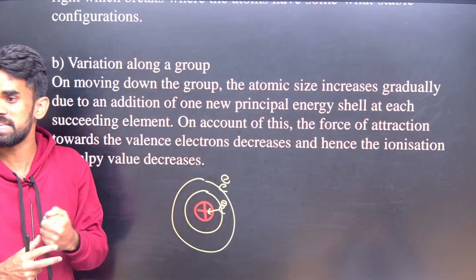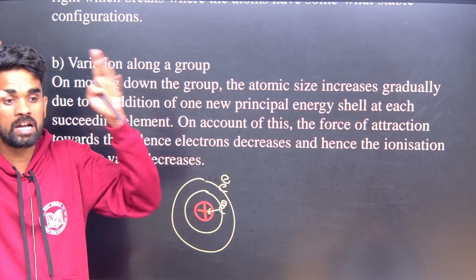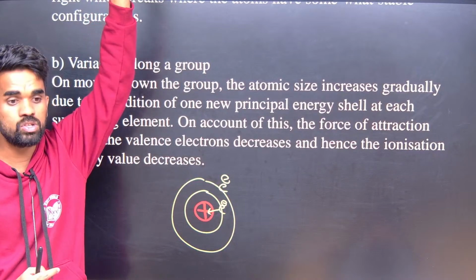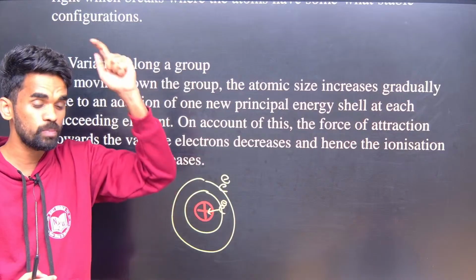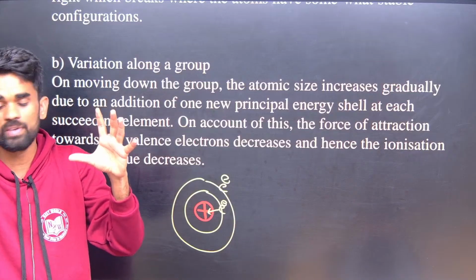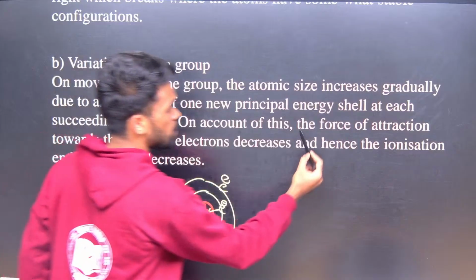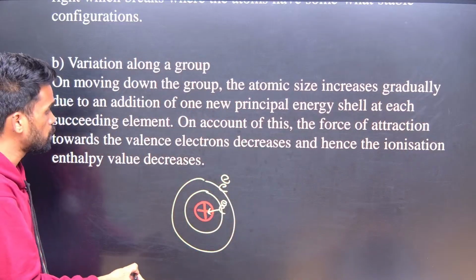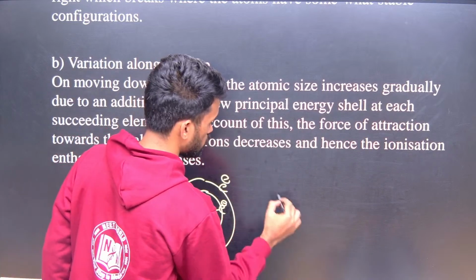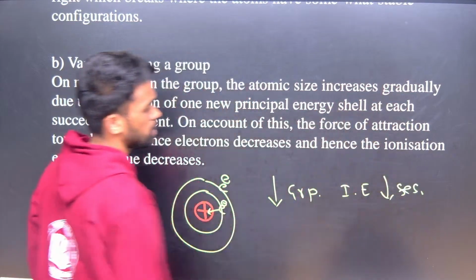So down the group, what happens to the size? Size increases. So removal of an electron is easier from the larger size one, and it is difficult from the smaller size. Smaller size is at the top, larger size is at the bottom. So down the group ionization energy decreases. Why does it decrease? Due to large size it requires less energy to pick out the valence electron. The force of attraction decreases as size increases down the group, therefore the valence electron can be easily removed from the bottom element. So as we go down the group, IE value decreases.